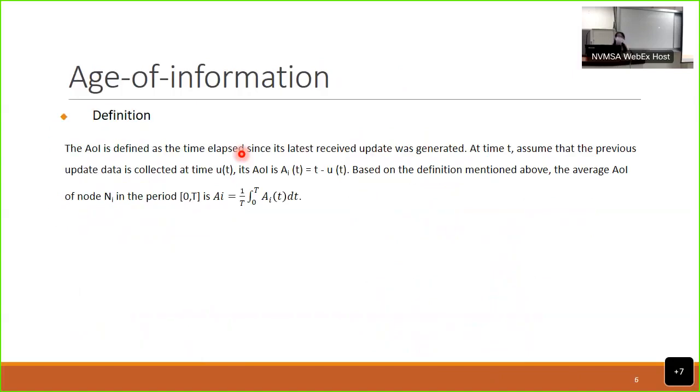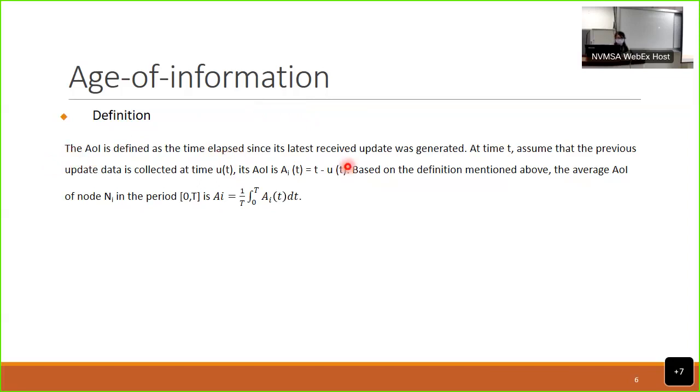On the other hand, I want to introduce what the age of information is. If we look at the term age of information, we can imagine that it is an indicator to help us determine whether data is fresh or not. The formal definition of the age of information can be seen on the slide. The age of information is defined as the time elapsed since the latest received update was generated.